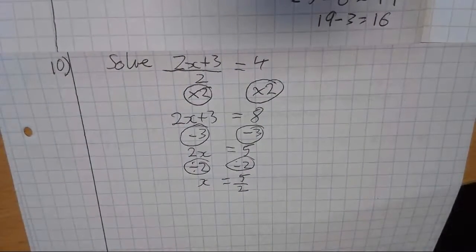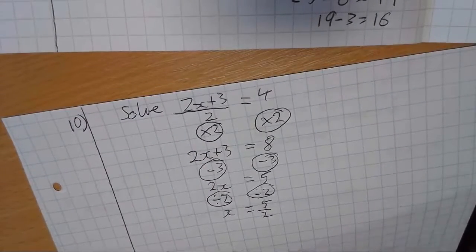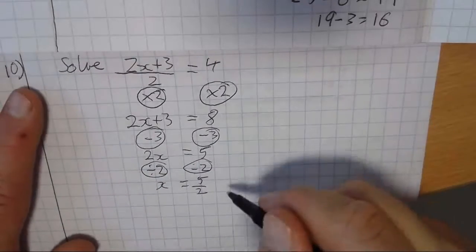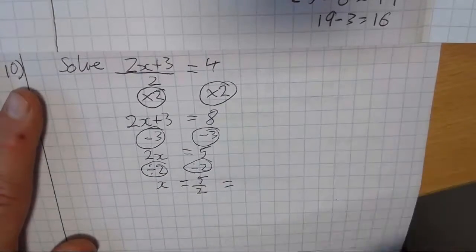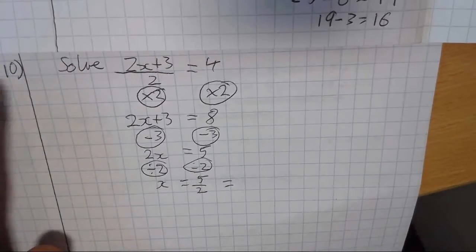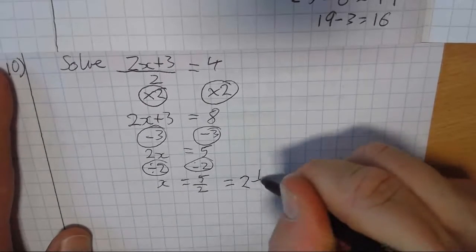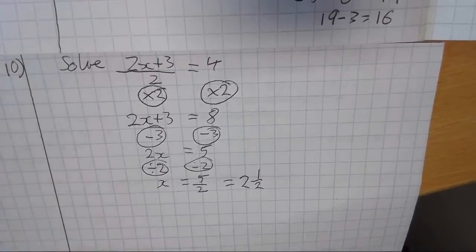If it's not asking you to have it in a specific form, 5 over 2 will be absolutely fine. But if it wants a specific form, let's convert from an improper fraction to a mixed number. 5 halves is 2 wholes and 1 half. And there's my answer to question 10.